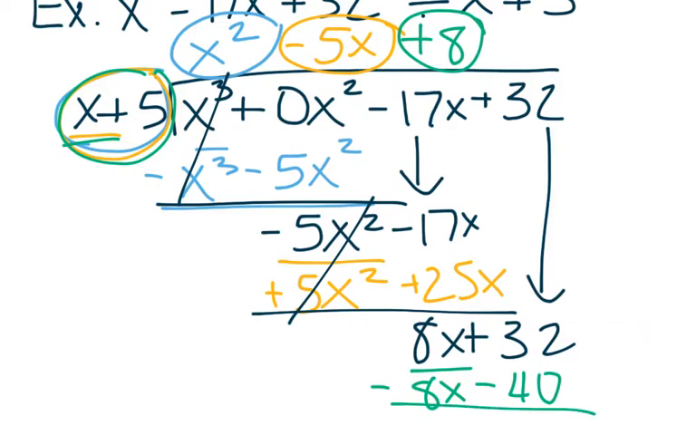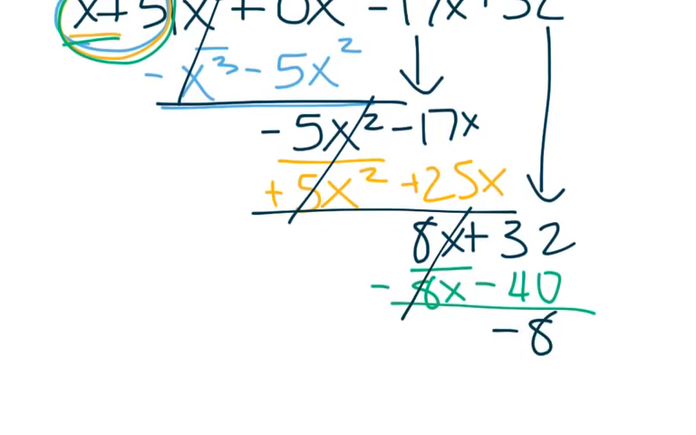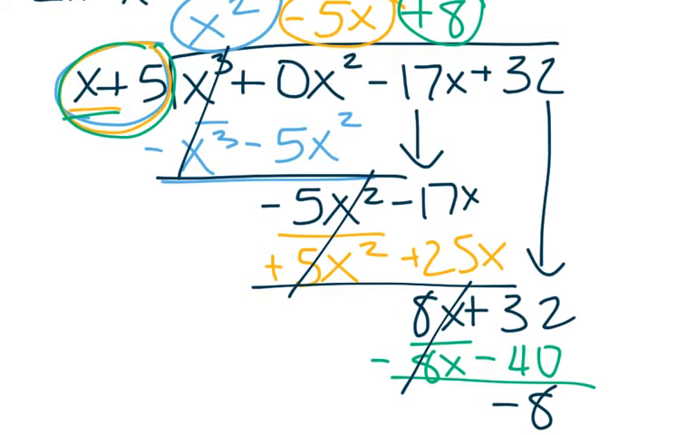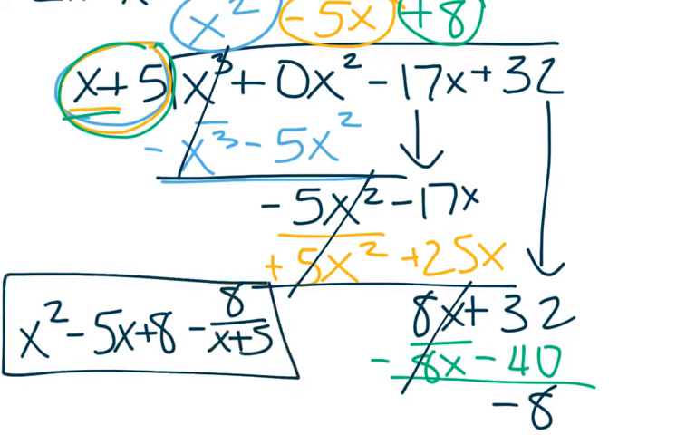Oh, I was trying to move the page, sorry. Alright, this cancels out. This becomes negative 8. So my final answer would be x squared minus 5x plus 8 with a remainder of 8 over x plus 5, because that's what you were divided by. Ooh, that is so fun.